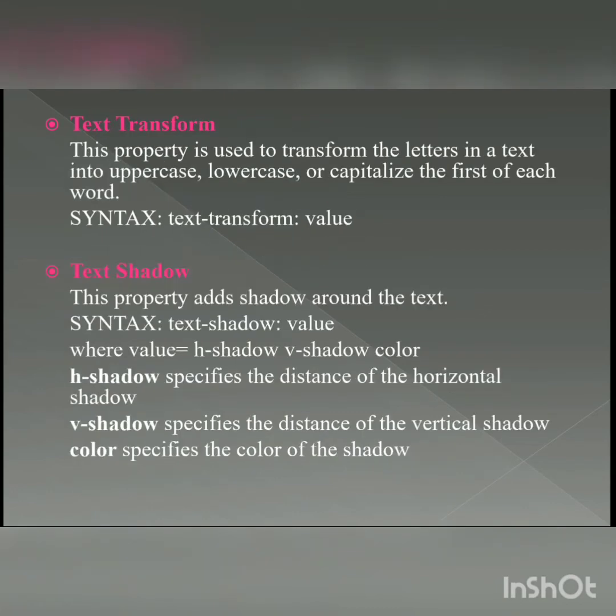Next property is text transform. Text transform is a property that is used to transform the letters in a text, means how we have to convert the letters in a text. We can convert it into uppercase, that means all the letters are coming in capitals. Lowercase means all the letters are coming in small. Capitalize the first letter of each word, that means in this the first letter of each word will be capitalized.